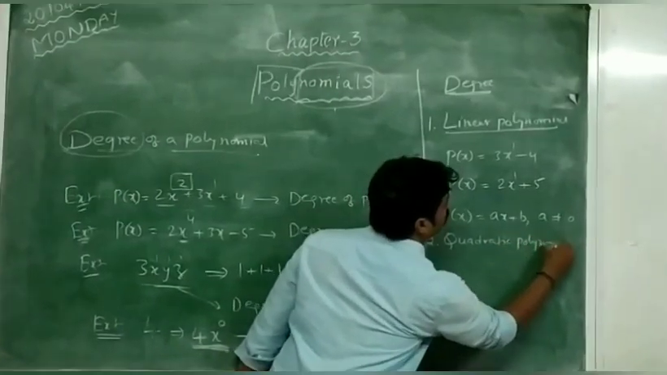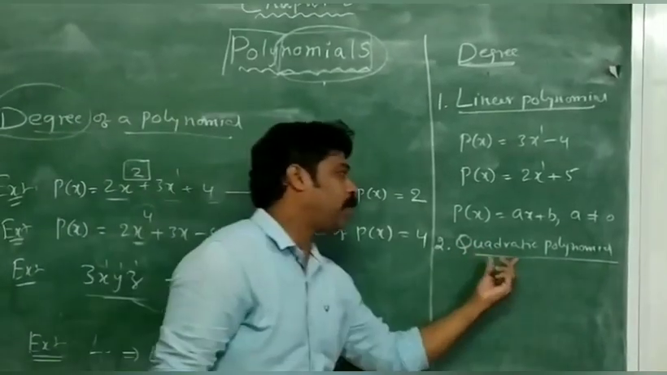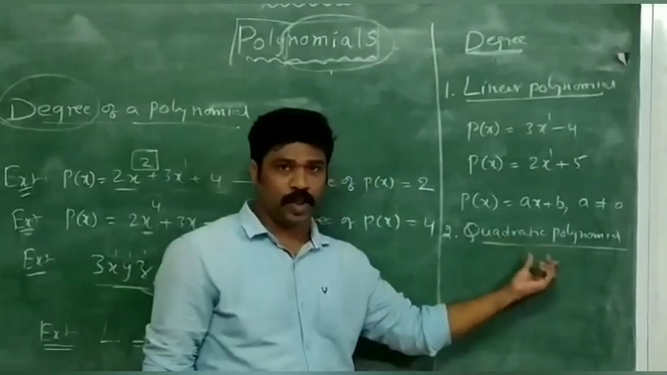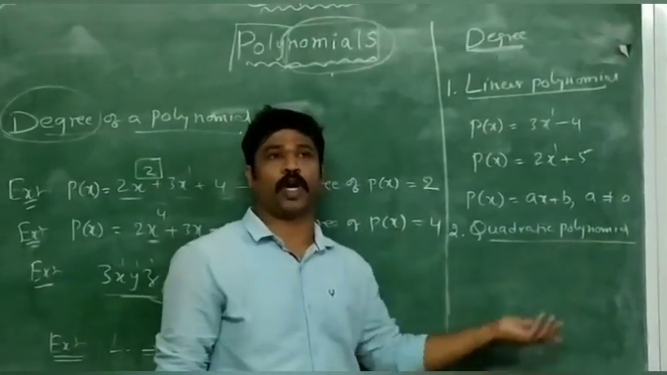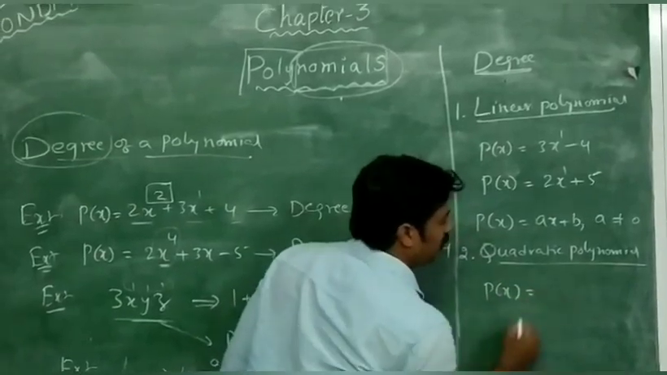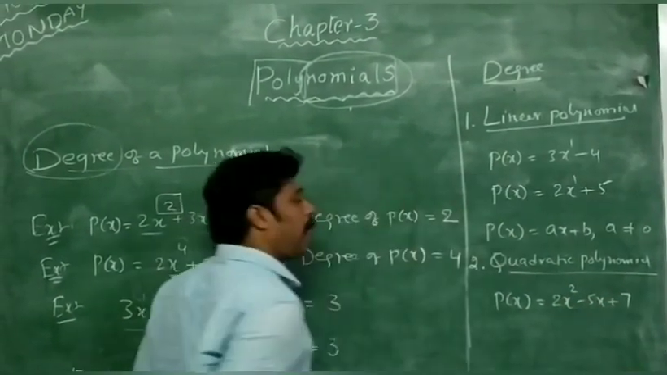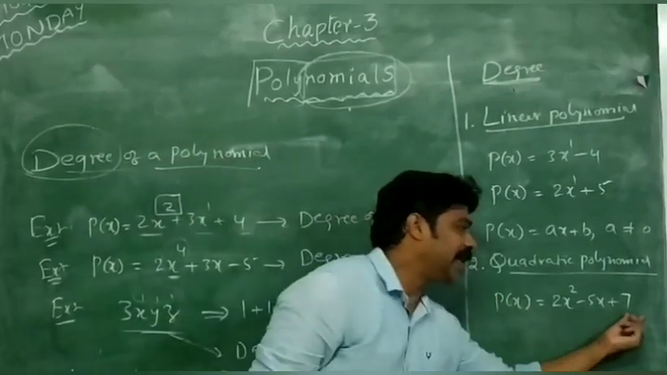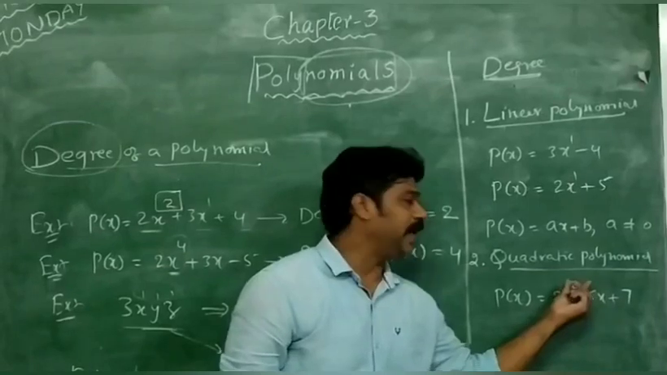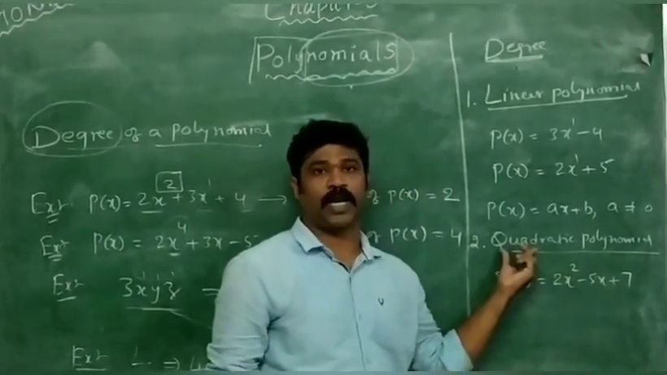quadratic polynomial. So quadratic polynomial is nothing but, in any polynomial, if the degree of the polynomial is 2, then we say that it is a quadratic polynomial. For example, let it be p of x. P of x is equal to 2x square minus 5x plus 7. So if you observe these three terms, the highest power is 2, so its degree is 2. If the degree is 2, then we call this polynomial a quadratic polynomial.